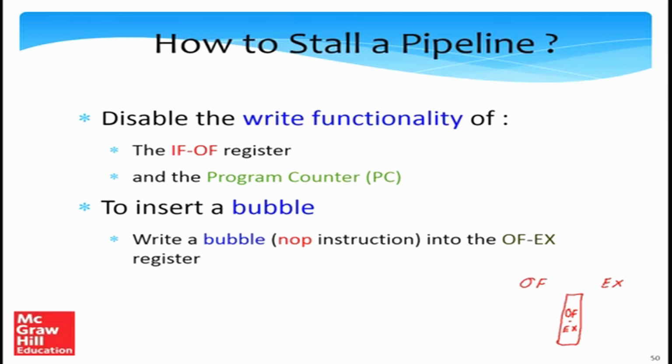So what we need to do is write a no-op instruction into this register. In the next cycle, it will propagate along the pipeline, and reach the next register, which is the EXMA register, in the next cycle. So this is the way a bubble propagates, the same way a normal instruction propagates. It's just that a bubble does not have any effect.